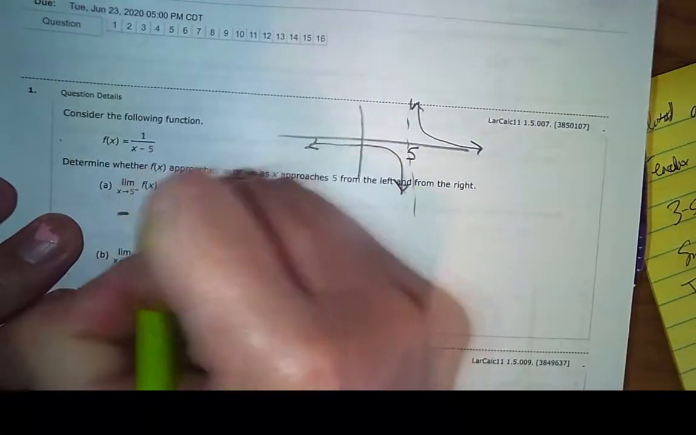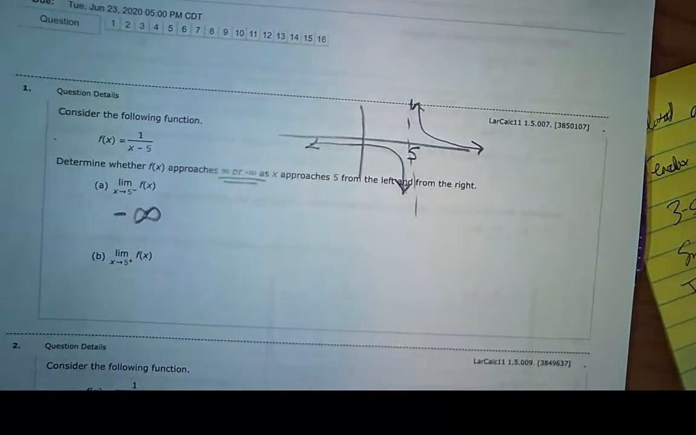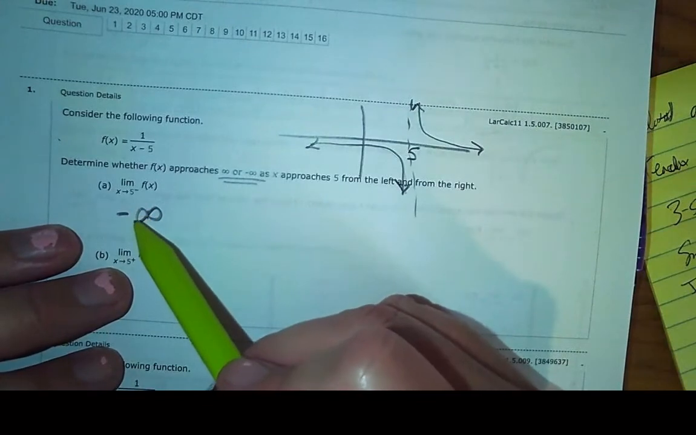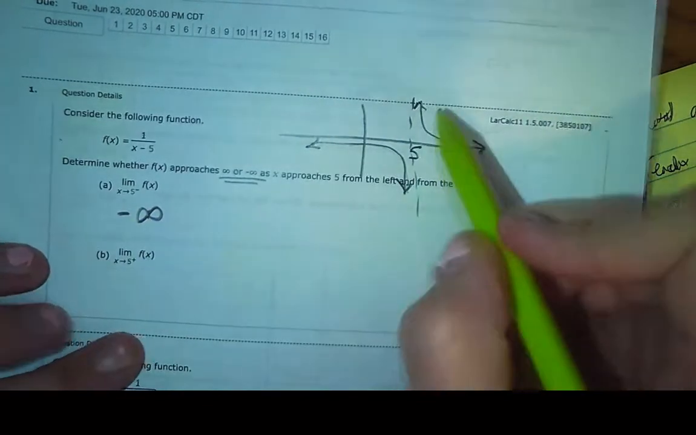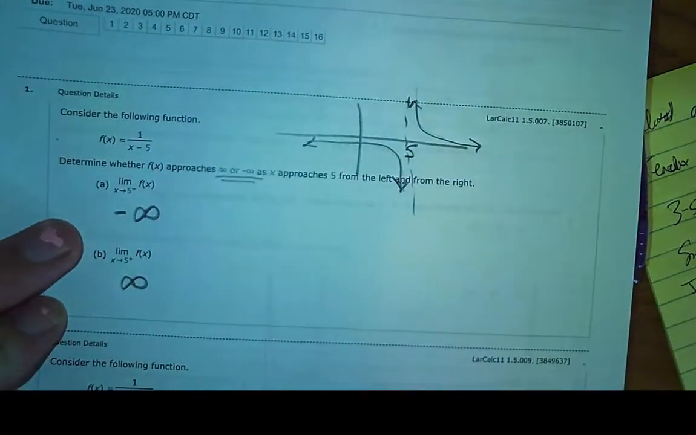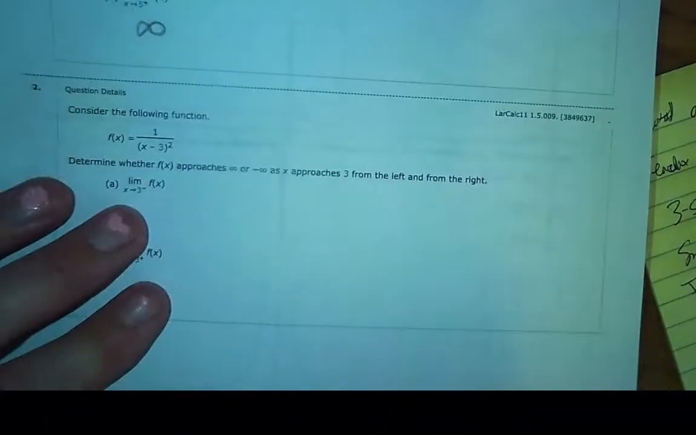He's going down to negative infinity. So the way I read that in my head is the limit does not exist because the tail goes to negative infinity. All right, what about as I come at 5 from the right? He goes up to positive infinity. Okay? All right, let's try it again.